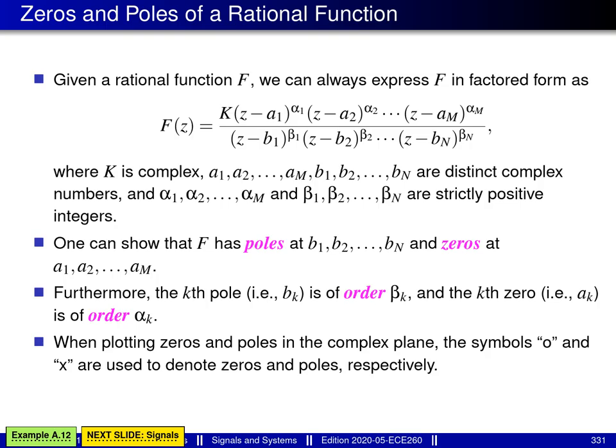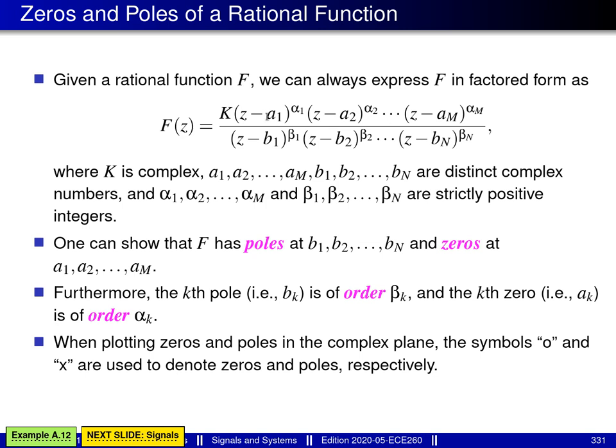For reasons that we'll see much later in the course, it turns out that we're often very much interested in the zeros and poles of rational functions. So this being the case, it begs the question, how do we determine the poles and zeros of a rational function? Well, it turns out the answer lies in factorization. So if we're given a rational function f, which is a ratio of polynomials by definition, we can always express that function f in factored form like what's shown here.